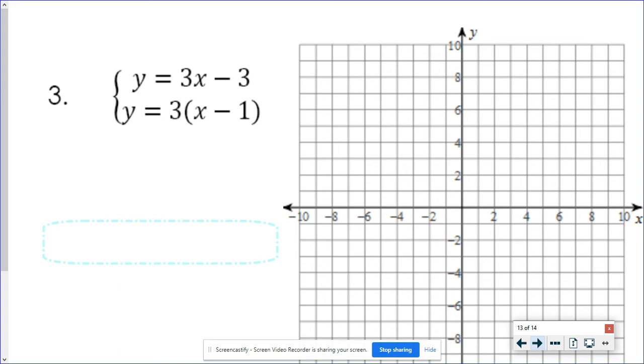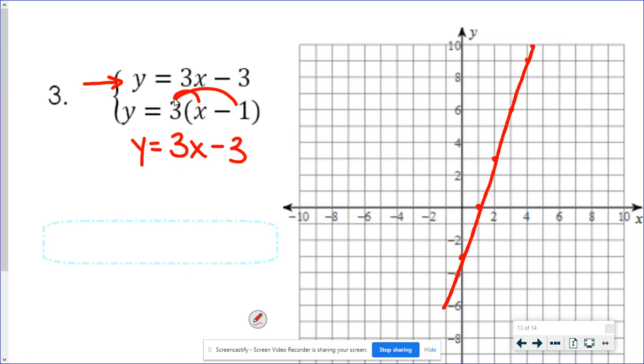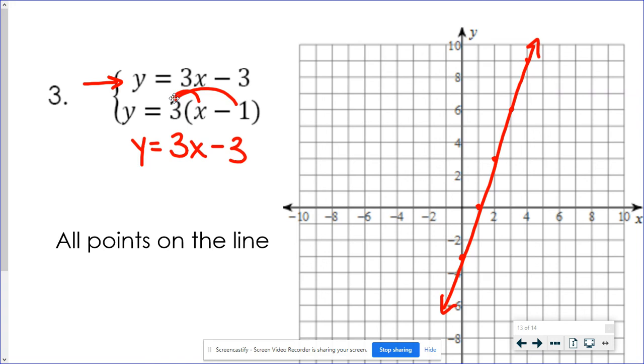When I clean up this equation, when I distribute this, I'm going to see that y equals 3x minus 3, exactly the same as this equation. I still should graph it. It starts at -3. My slope is 3, or 3 over 1. So here's my line. And my other line would be exactly the same. The solutions are all points on the line.